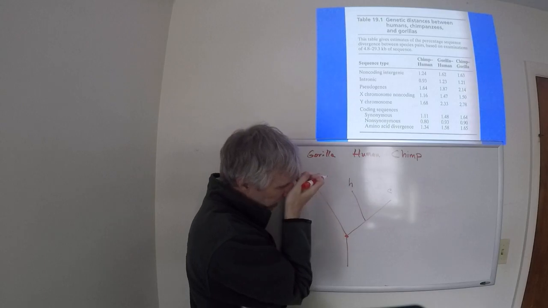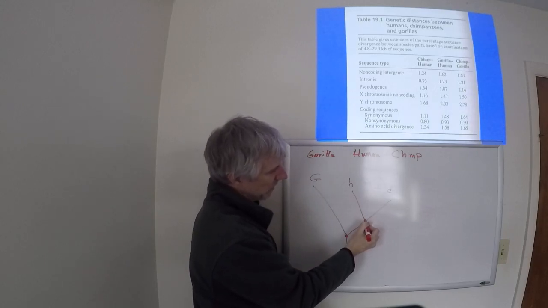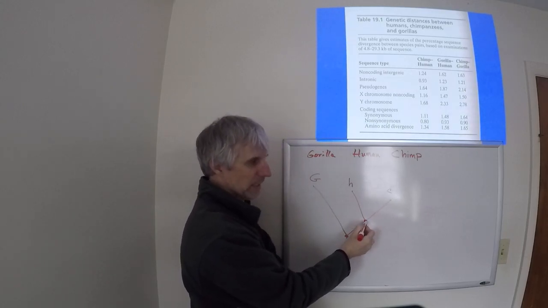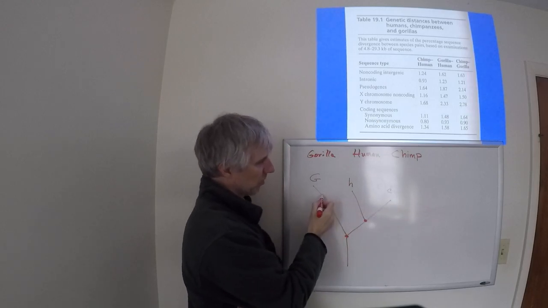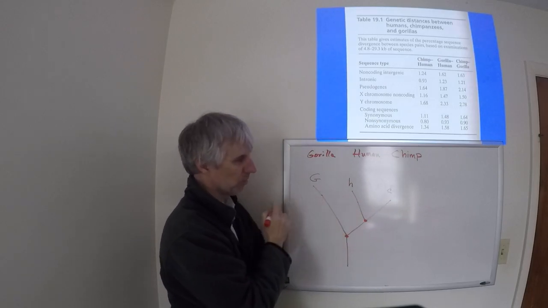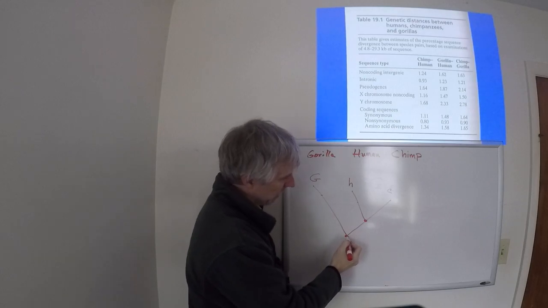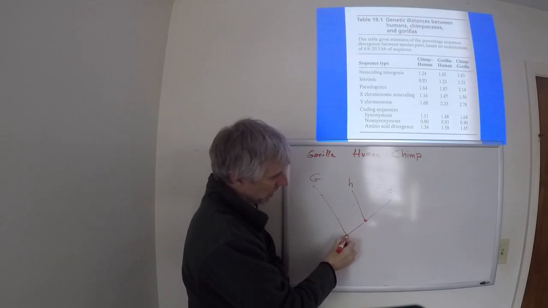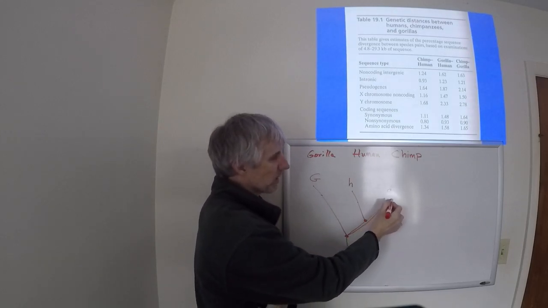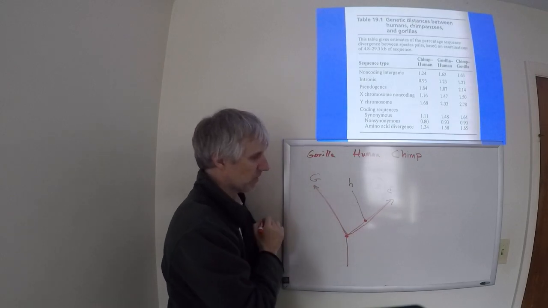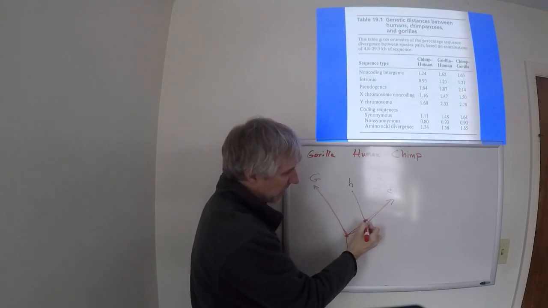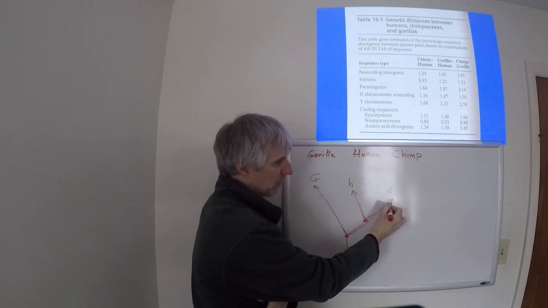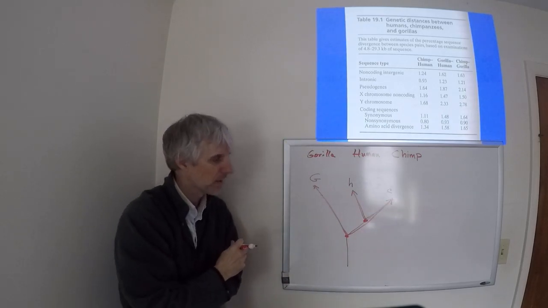What this suggests is that the human and the chimp should have more similar DNA than the chimp and the gorilla, or the human and the gorilla. And the idea is that the DNA molecule here has been copied more times to get to the present than this DNA molecule has been copied to get through to the present.